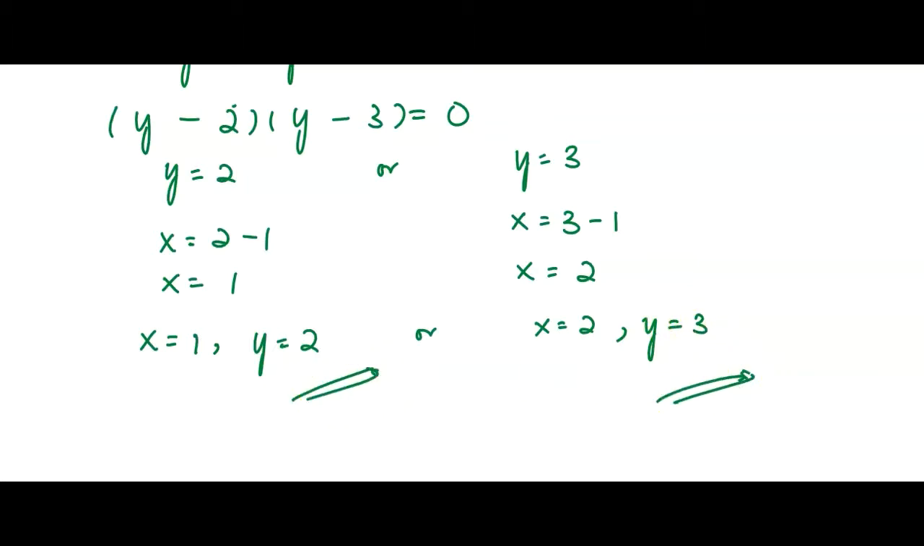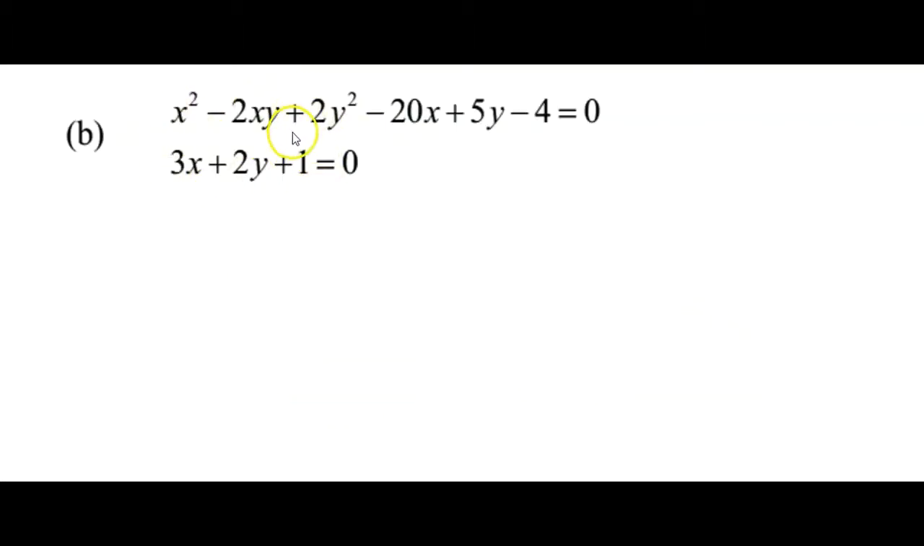Alright. This is a second example of solving simultaneous equations, in which one equation is the nonlinear equation and this is the linear equation. For the linear equation, I always make one of the unknowns the subject. Again, I will let x be my subject. So moving all the terms to the right side, I got negative 2y minus 1 divided by 3. I'll name this equation 2.